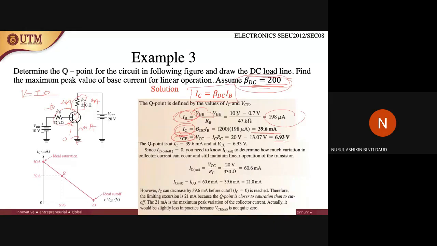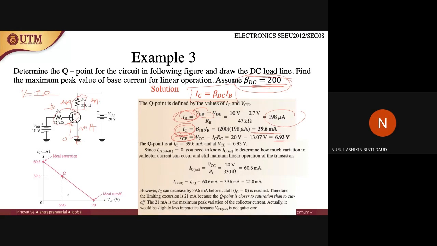From here, can you plot the graph? Yes, you can plot the graph where the Q point is at IC of 39.6 milliamps and VCE of 6.93 volts. So this is the Q point, at the specific value of IB.